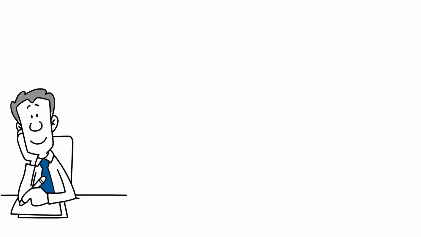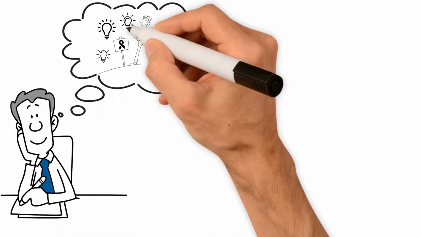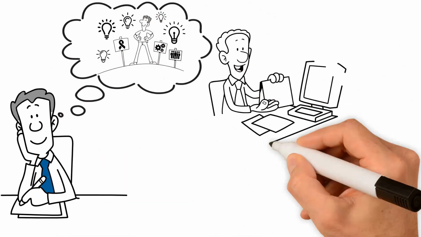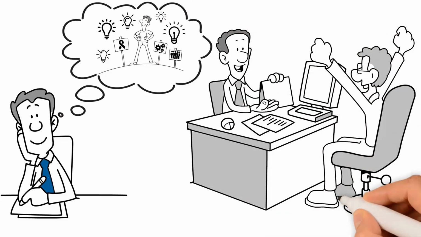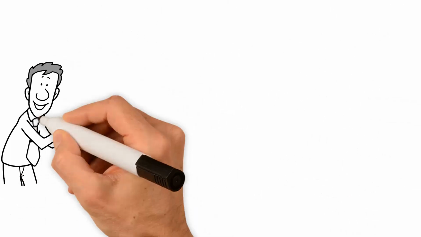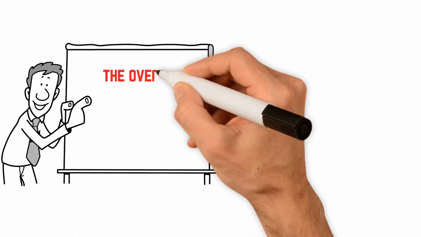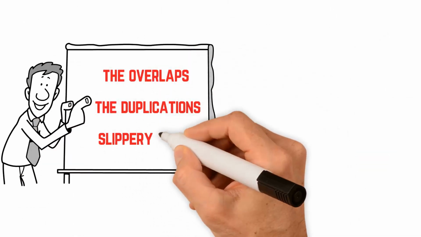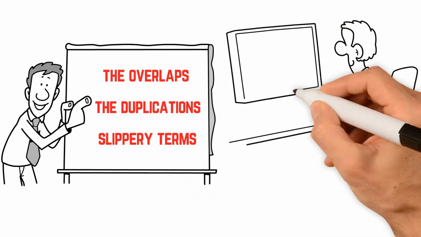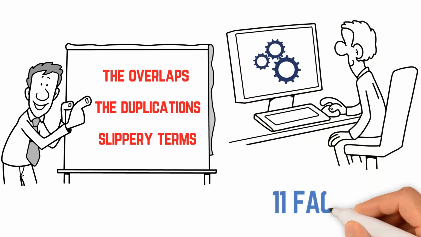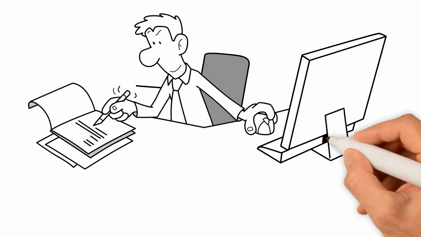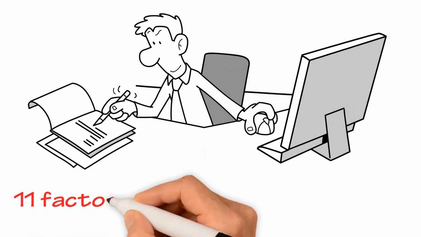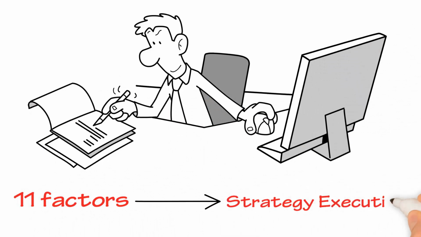But he also noticed that there was a seemingly endless number of factors for success. Further, there was little discussion of the interrelationships between the different factors identified. Teasing out the definitions of the different factors, the overlaps, the duplications, and slippery terms, Okumus was able to synthesize the existing body of work into 11 factors. Further teasing out the interrelationships between the factors, he then translated these 11 factors into a strategy execution framework.